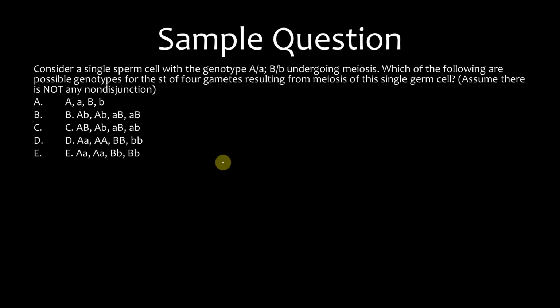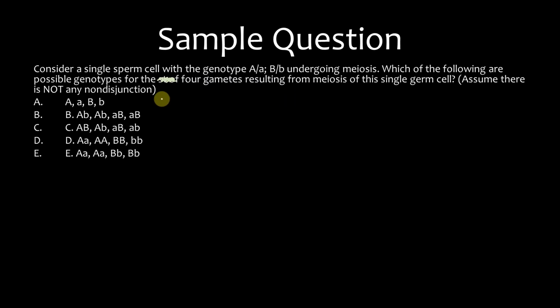Let's consider a single germ cell with the genotype AA, BB undergoing meiosis. Which of the following are possible genotypes for the 4 gametes resulting from meiosis of the single germ cell, assuming that there's not any disjunction.